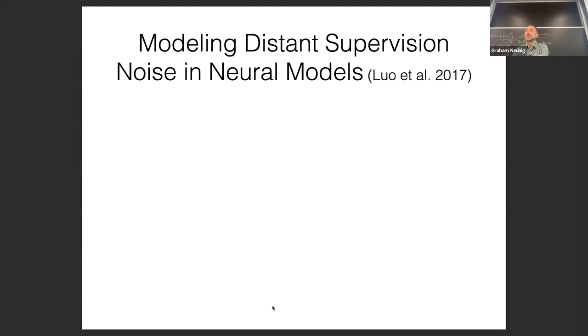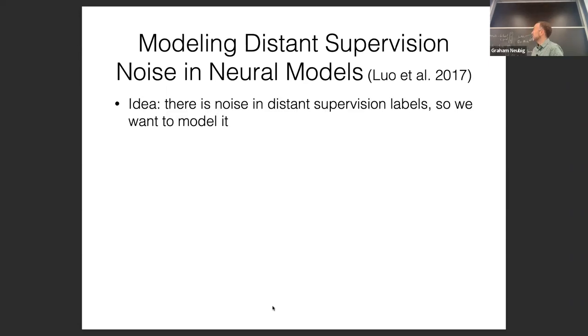Okay, so next I'd like to talk about modeling distant supervision noise in neural models. And this is a paper that I really like. I feel like I introduce it every single time in my class, but it's not as widely appreciated as I think it should be. But basically, one of the major issues that we have in distant supervision for relation extraction is that there's noise in the distant supervision labels.